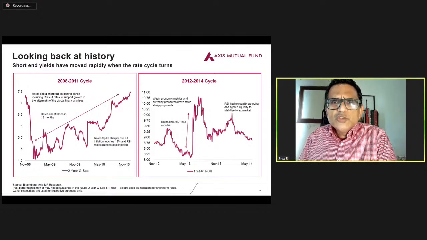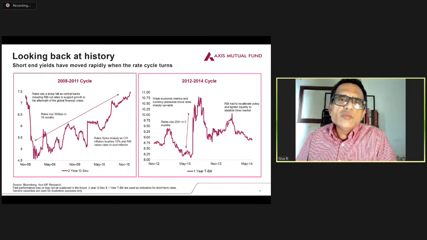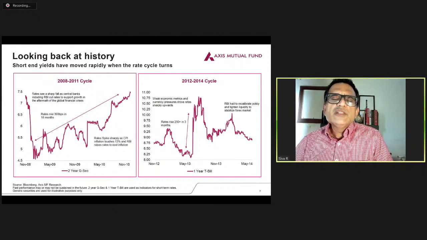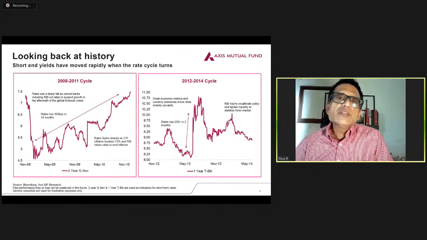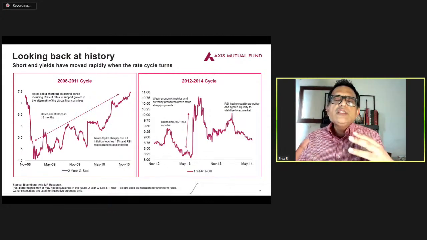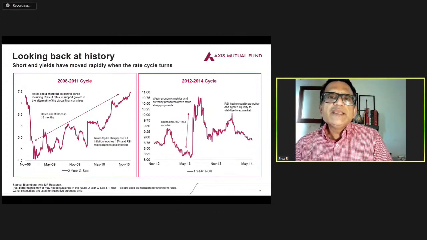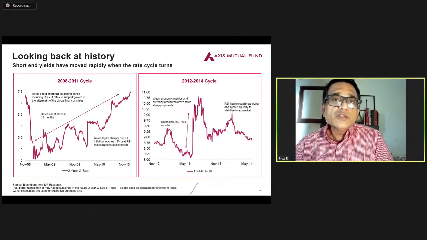The 2-year G-Sec yields moved up in the next 2 years from about 4.5% to above 7%. This is a time when overnight interest rates moved up from 3.25 to about 6%. So you had a very, very large increase in overnight interest rates, and short-term yields moved up. 10-year government securities yields moved up from about 5% to 8%. So across the yield curve, we saw a very large increase in yields as the economy turned around from the bottom of the global financial crisis.